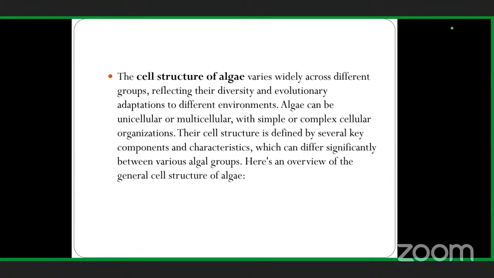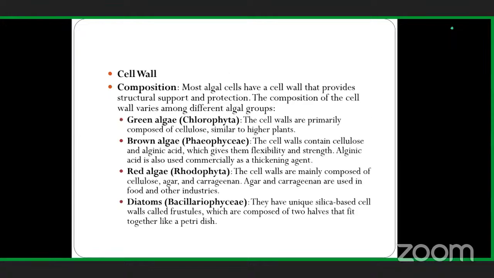Apart from pigmentation, yesterday we also discussed the cell structure. We discussed the cell wall, which is basically made up of cellulose. In some algae, apart from cellulose, you will find alginic acid. Somewhere you will find agar, and somewhere, like in diatoms, they have a very special cell wall composition.